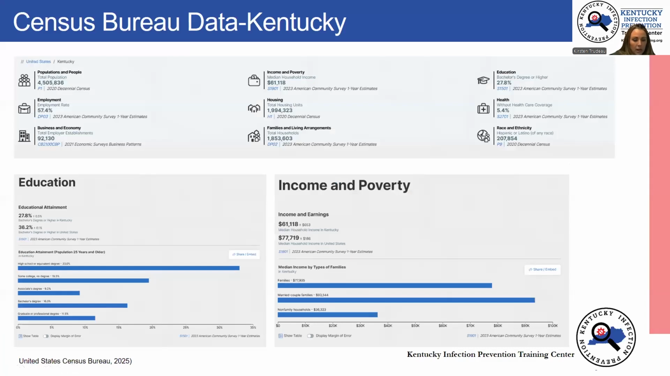So this is a look at the Census Bureau data from Kentucky. You can find this on every state. I know we have a wide representation of states here, which is amazing. You can find Census Bureau data from your state.